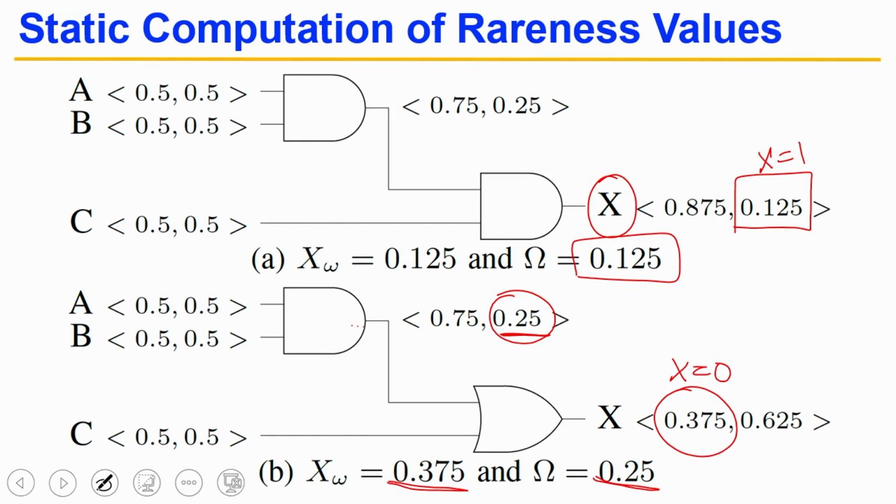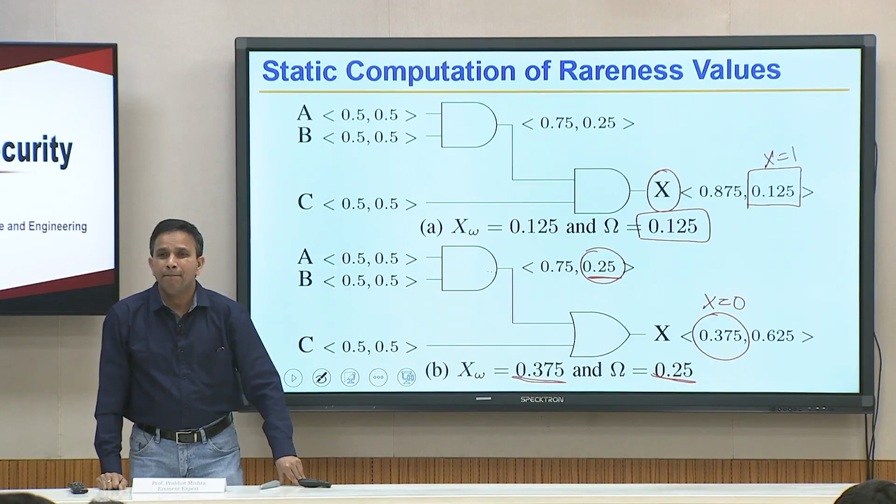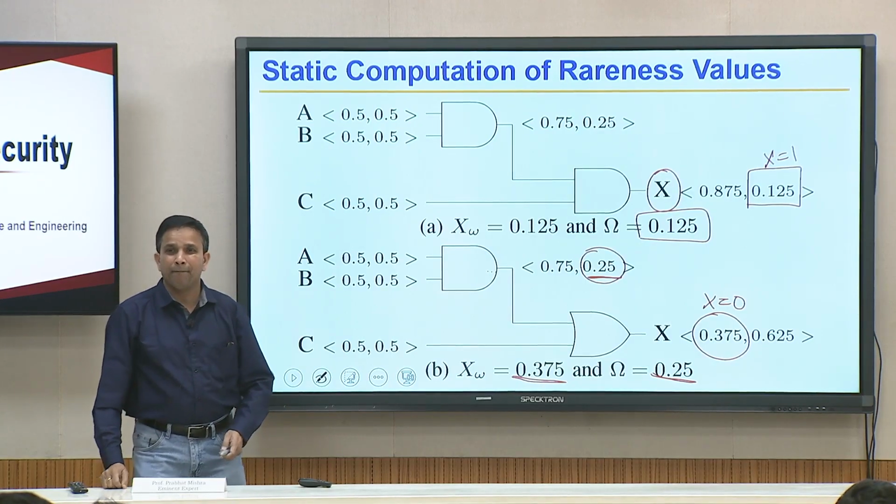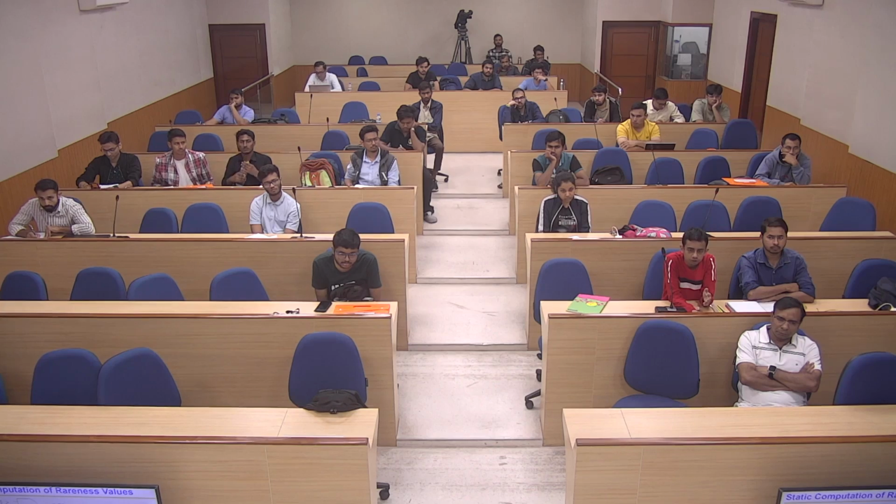You can say, I can repeat. Sir, why does the probability get reduced in an AND gate and increased in an OR gate?